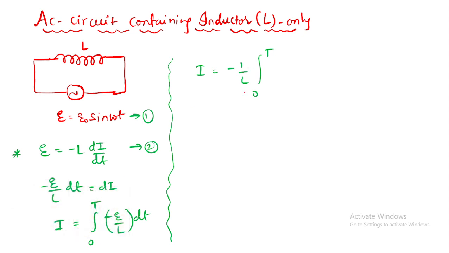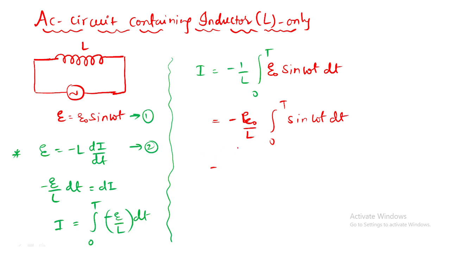So what can I get here? Instead of E, I can write E naught into sine omega t dt. Can I write like that? Now integrate on both sides. Now integrate on this side. So what is it here? Minus 1 by L, and E naught divided by L I can take out. So integration 0 to t of sine omega t dt.